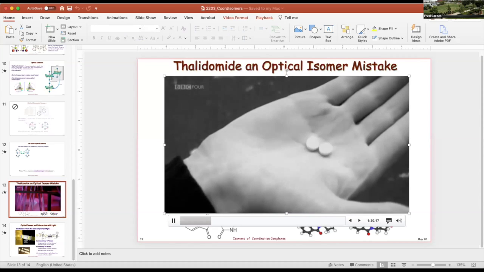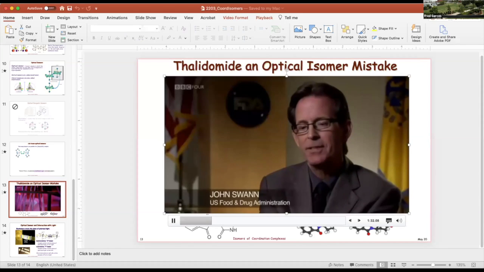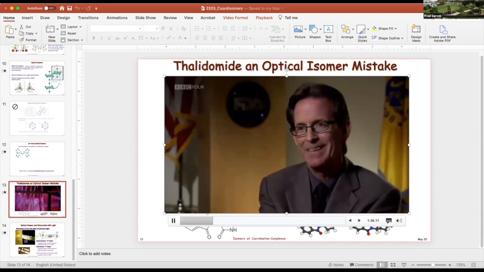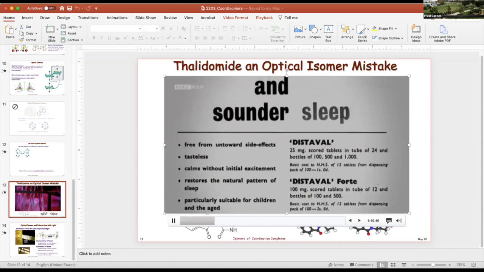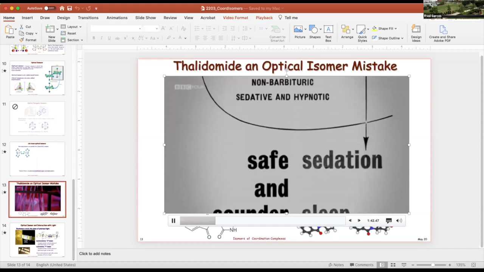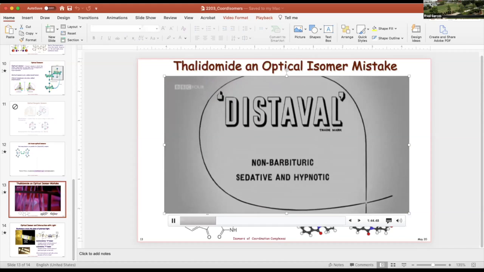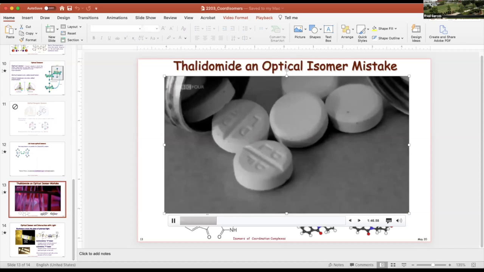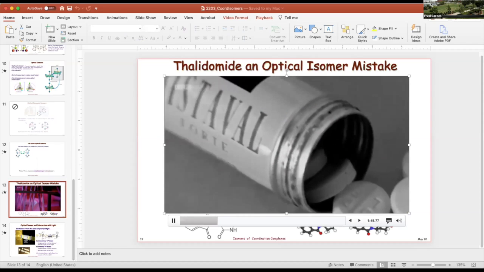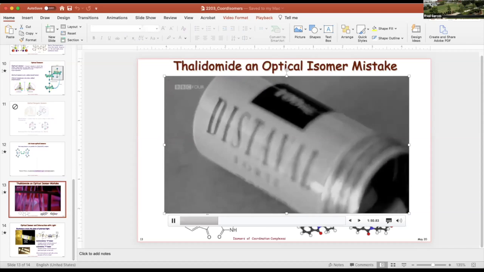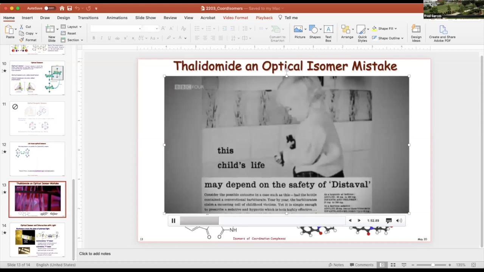Oddly enough, it was a sedative, but it was also known to be quite useful for morning sickness in pregnant women. It was distributed initially under the brand name Distaval. By 1960, Distaval was sold throughout Europe, South America, Africa, Canada, and Australia.